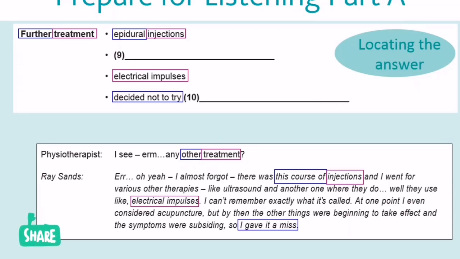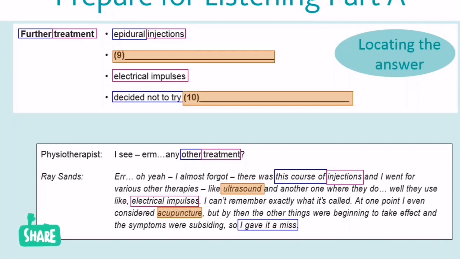By putting all this together, the clues from the headings and examples, the words which are the same and those that are different, you will be able to focus on hearing the word or phrase to complete the gap while the audio is playing. In this example, you can see that the answer to number 9 is ultrasound, and it appears in the audio between this course of injections and electrical impulses. Likewise, the answer to number 10, which is acupuncture, comes after electrical impulses and before the phrase, I gave it a miss.